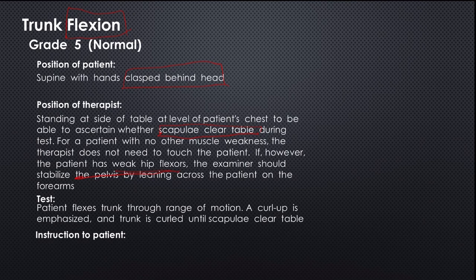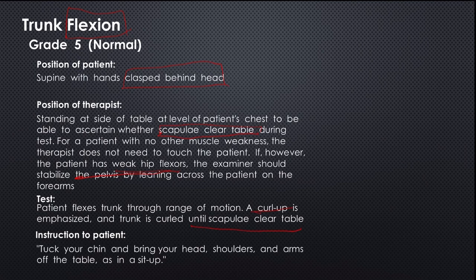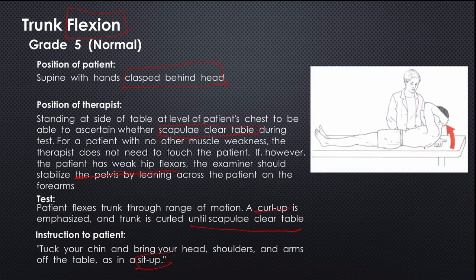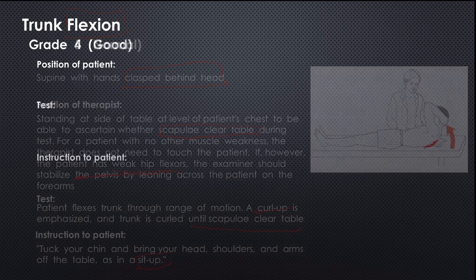Okay, so the test. Simply ask the patient to flex the trunk through the complete range of motion. Curling up is the most appropriate description of this one, until such time that the scapula is already off the table. Your instructions would include: touch your chin and bring your head, shoulders, and arms off the table, as in a sit-up position. So sitting up with hands at the back of your head, you can already imagine that one. Once your scapula are cleared from the table, then we can say that this is already a normal MMT, or manual muscle testing, for your trunk flexion.